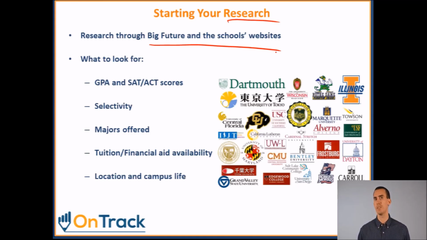So when it comes to this research, what should you be looking for at these schools? Well, you should be looking at their median GPA and SAT and ACT scores. And even though you probably haven't taken your SAT or ACT yet, it's still good to see, okay, these are the scores that most students who go to this school get. So these are the scores, if I want to go to this school, that I'm going to have to try and get for myself when I take those tests.